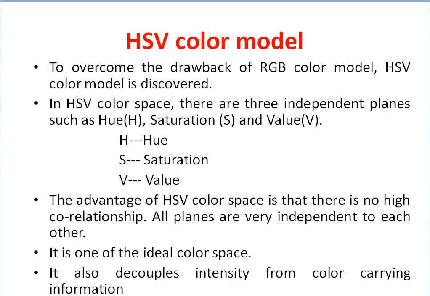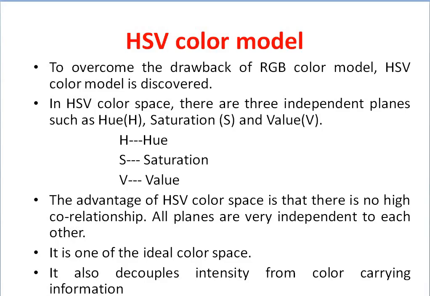Also, the HSV color model decouples or separates intensity from color carrying information. In the HSV color model, hue and saturation are the two color carrying planes, whereas the value plane is separately used for determining the intensity or gray level value of a pixel. So that intensity we can separately find using the HSV color model.